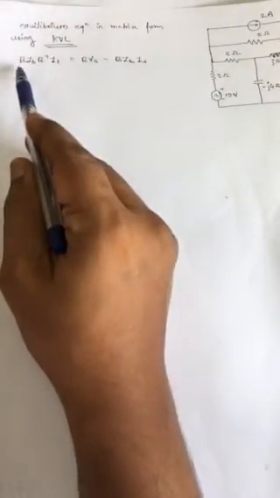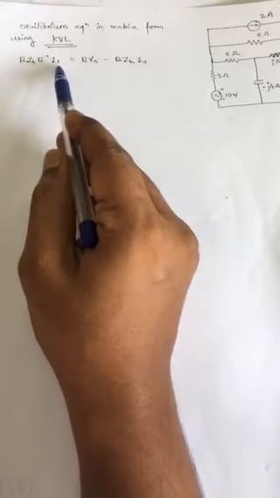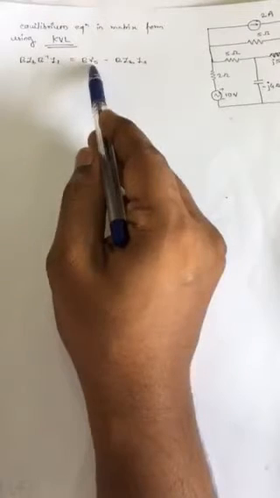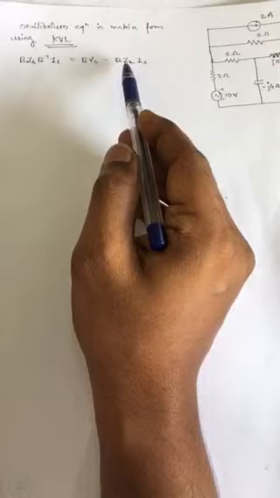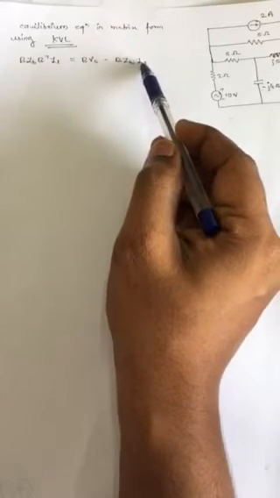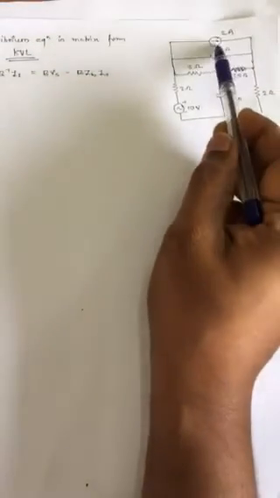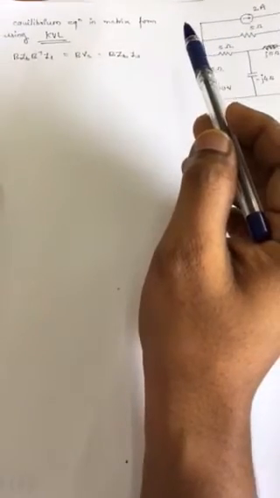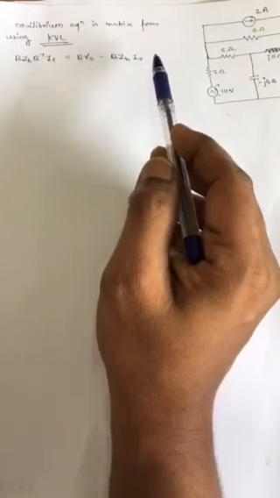Here we know that B is a tieset matrix, ZB is an impedance matrix, BT is the transpose of the tieset matrix, IL is a loop matrix. Again Vs is a matrix of all voltage sources, Is is a matrix of all current sources. In the previous example Is was not present, so this whole term becomes 0, but here this is not the case. We have a current source also, so we will have to take this into the picture. Let's find out the tieset matrix B first.